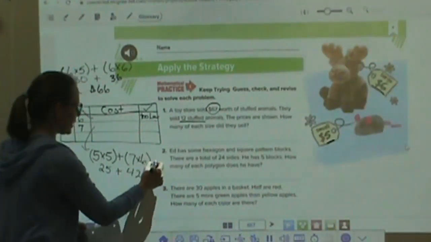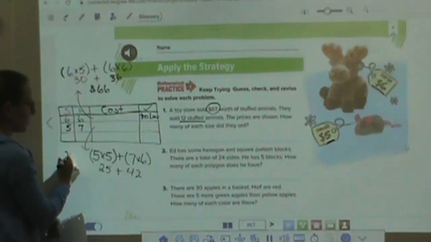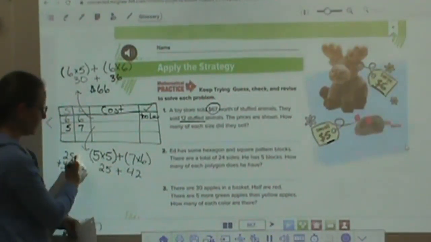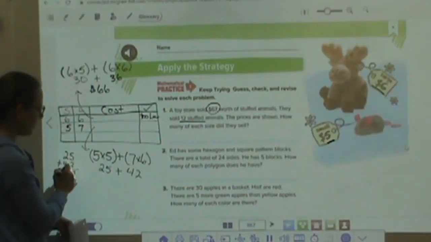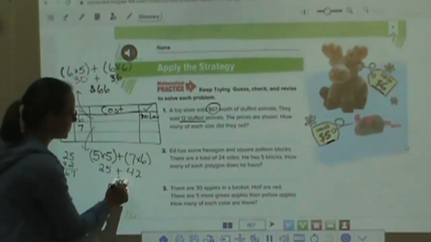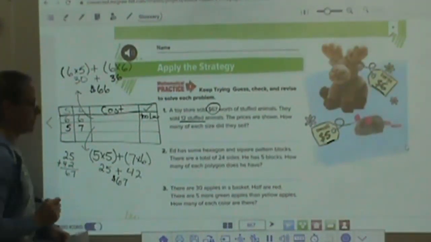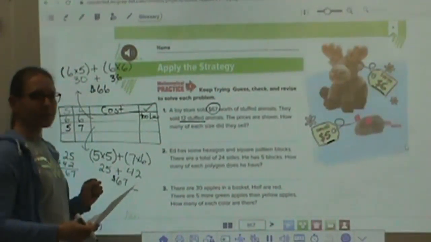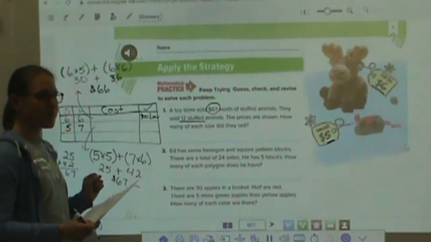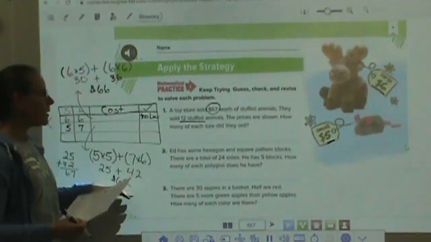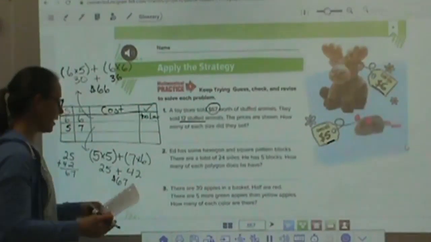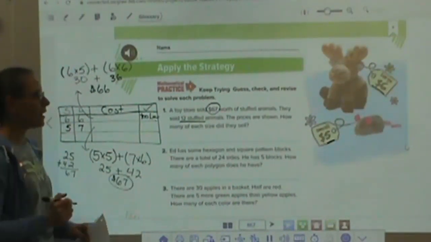If you have to rewrite that, 25 plus 42. 5 and 2 is 7. 4 and 2 is 6. 67. So let's check. Do we have a total of 12 stuffed animals? Yes. 5 plus 7 is 12. Are they worth $67? Yes, they are. Here's the answer. We got it right there.